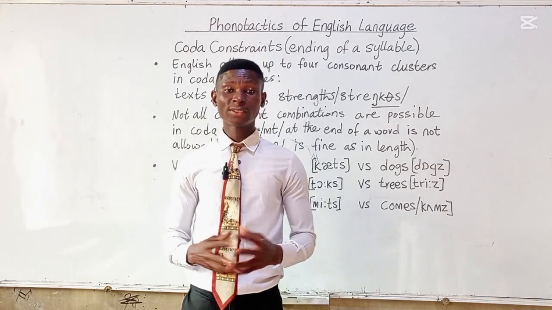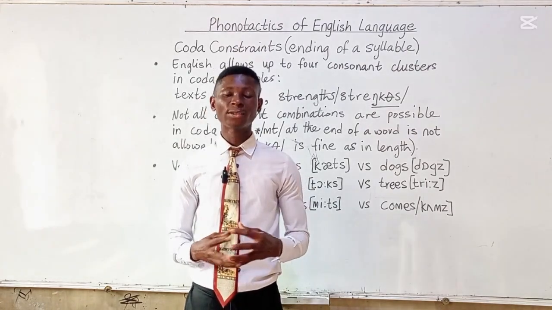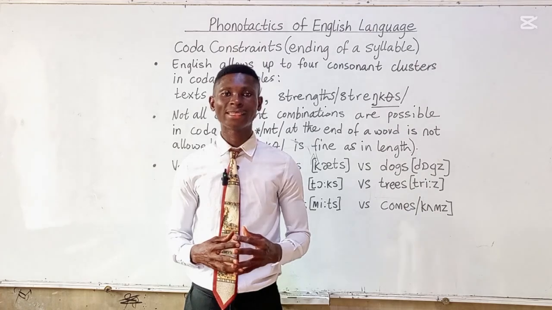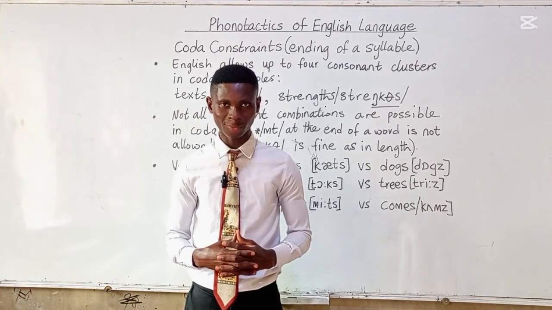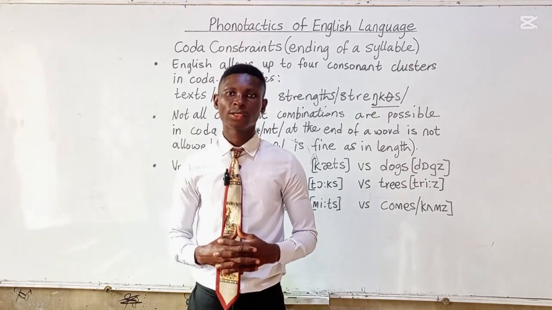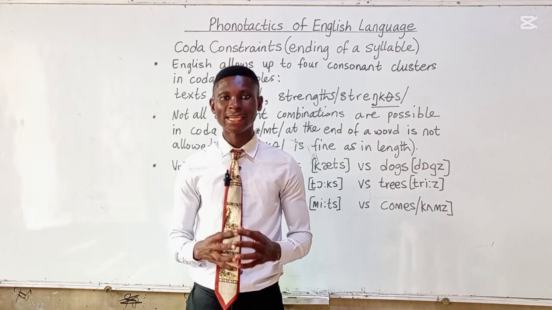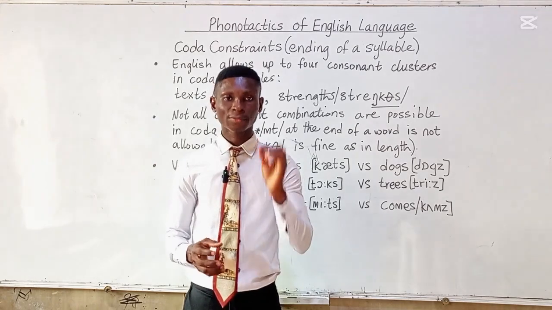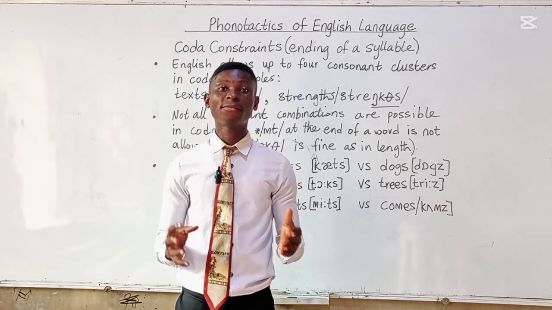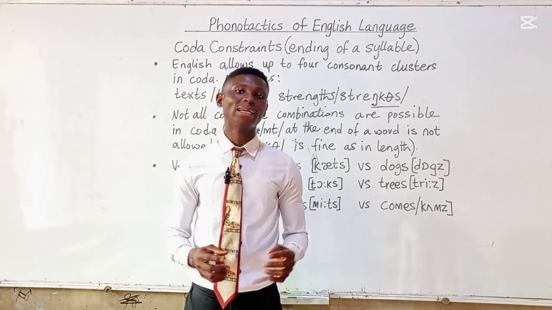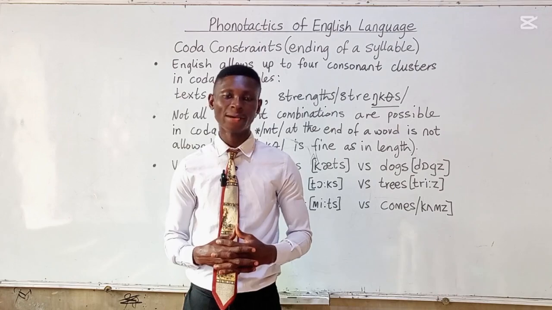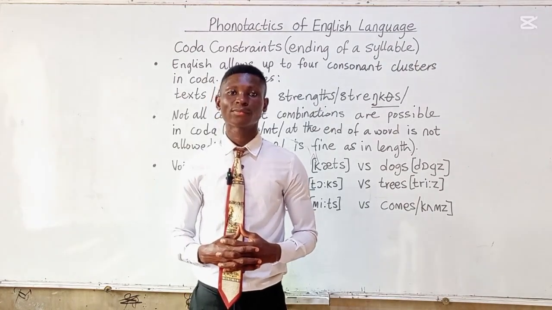Okay, so we want to delve into the constraints based on the coda of a syllable. Coda constraint. Coda means what? The final consonant in a syllable. So, what are the different restrictions as long as the rules of English sound are concerned?